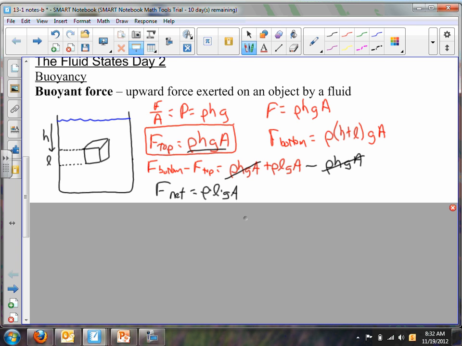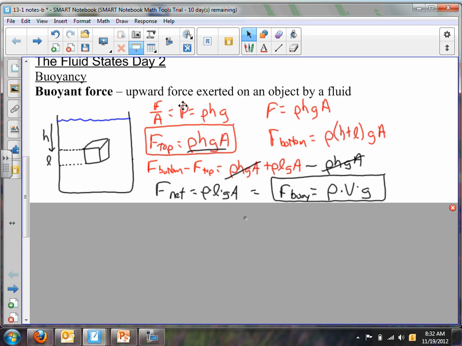And L times A, length times the area, is volume. So the net force, which turns out to be our buoyant force, is equal to weight density times V times G. That is something you want to put on your equation card. If you want to calculate how much force is pushing up on a submerged object, all you have to do is multiply the weight density of the fluid times the volume times G.